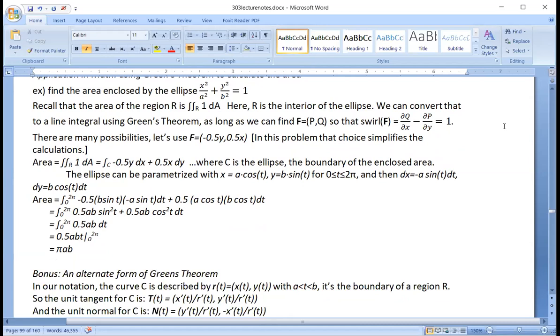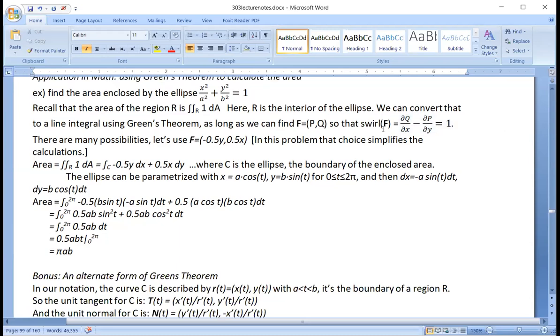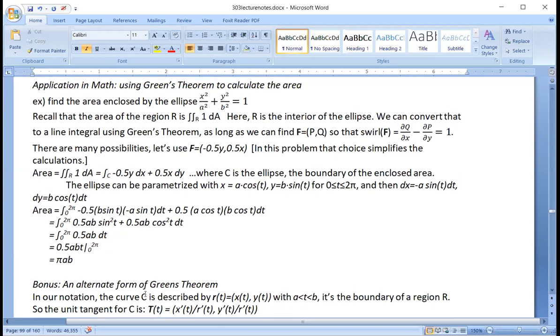So we know that we can talk about a tangent vector. Remember that the tangent vector is just dr/dt, which would be x prime comma y prime. We can turn that into a unit tangent vector just by dividing by the magnitude. Let's actually do that first. So the unit tangent vector we write as capital bold T.